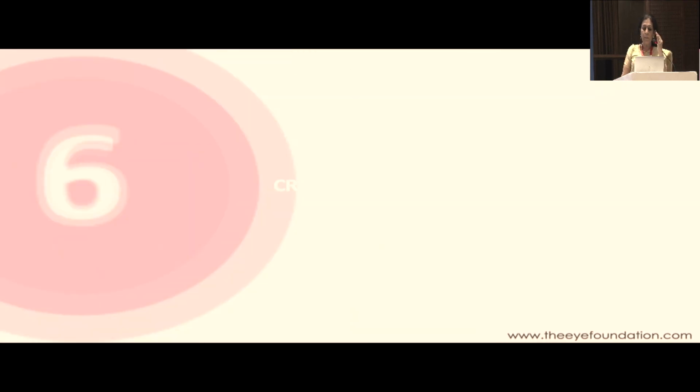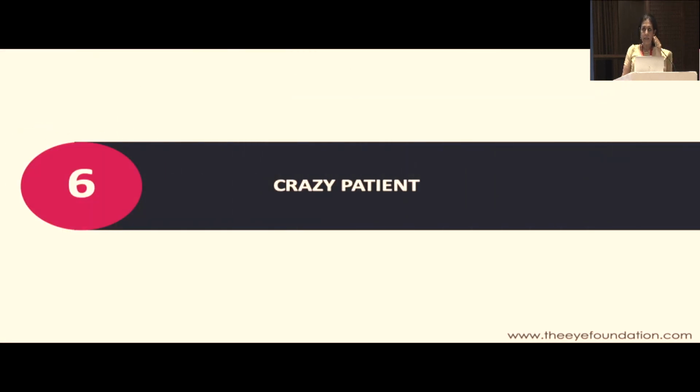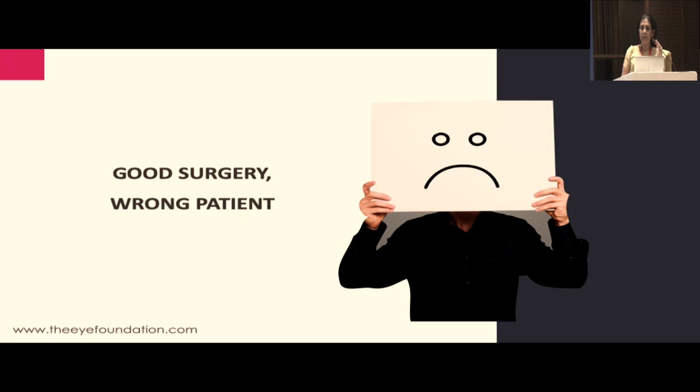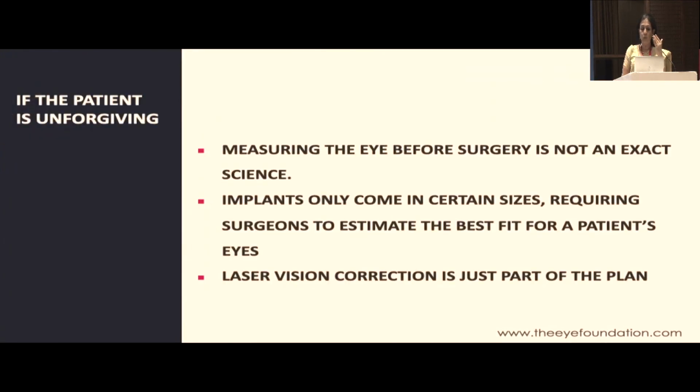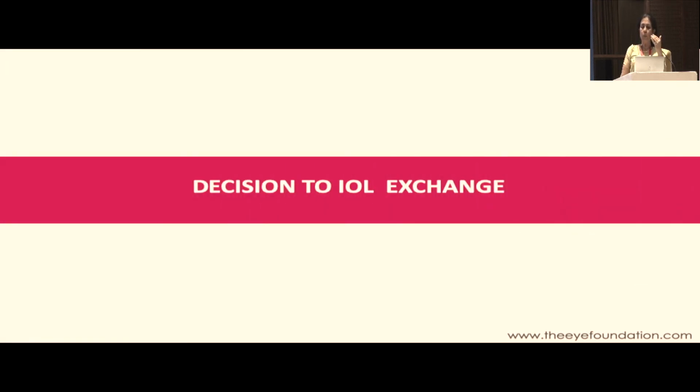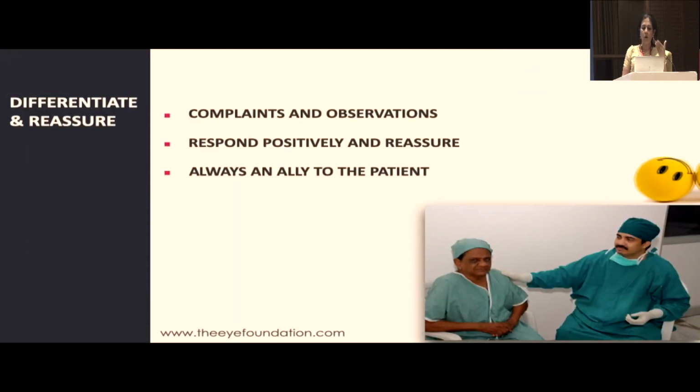Again, how do we prevent it all? We need to understand there would be some set who are crazy patients. You might have done a good surgery, but you would not have chosen the right patient. You also need to understand the implants don't come at 0.12 or 0.25, so there could be those small residual errors which cause problems. But with the kind of biometry which we have and the IOL formulas, if you are doing the right calculations, things cannot go wrong.